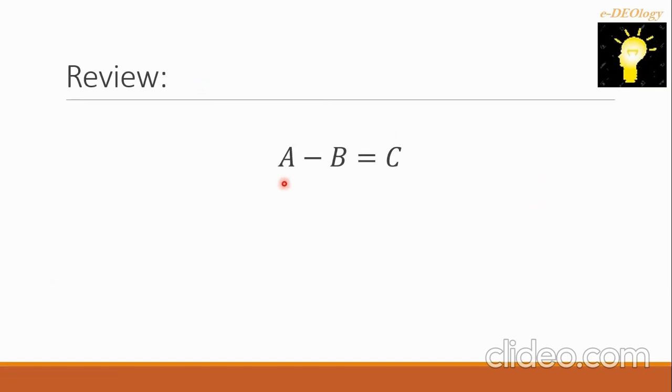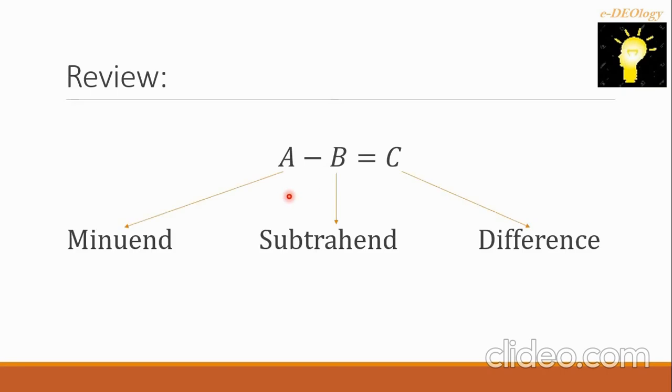Suppose there is an equation a minus b equals c. Naming the parts of these three numbers here: the first number representing a is called the minuend. The second number b is called the subtrahend, and the result of this subtraction is called the difference.